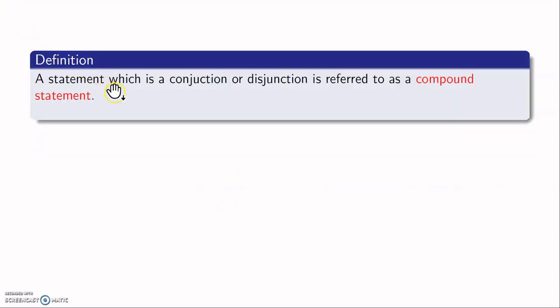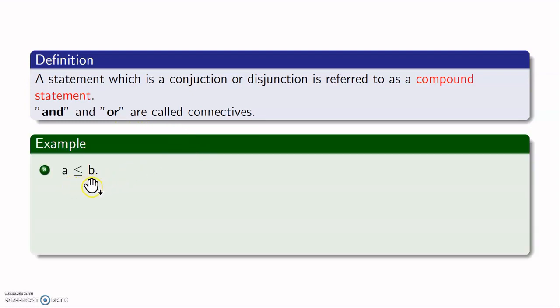Any statement which is a conjunction or a disjunction is referred to as a compound statement. So when I say a compound statement, it is either a conjunction or a disjunction. That means I have two statements and they will be joined using the word and if it's a conjunction, and if it's a disjunction, they will be joined using the word or. The words and, or are called connectives because they connect two statements together to give you a single statement.